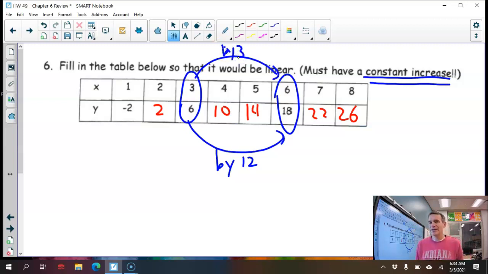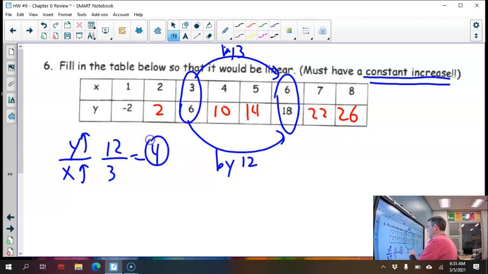So if the y's are going up 12 when the x's go up 3, how much do the y's go up when the x's go up 1? And you can get that by dividing, right? You always divide the amount the y's went up divided by the amount the x's went up. And that turns out to be 4. The y's are going up by 4 each time. So for this one, I need to add 4.